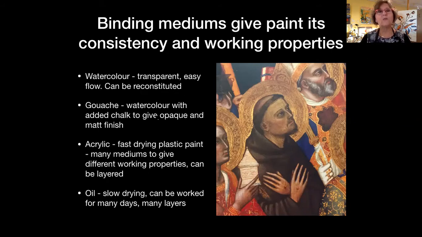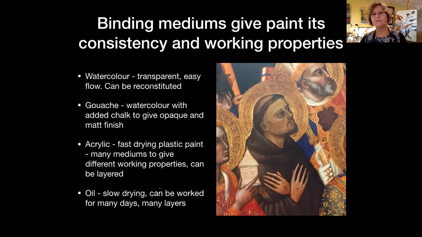Gouache is also a watercolour, but it's got some added chalk in it, and so that gives it an opaque finish. It makes it more solid than watercolour, and it's matte, so it's not shiny. Acrylics, as I said before, are fast drying, and they're plastic paints. Now there are a lot of different mediums that you can use with acrylics, and people do get confused there.